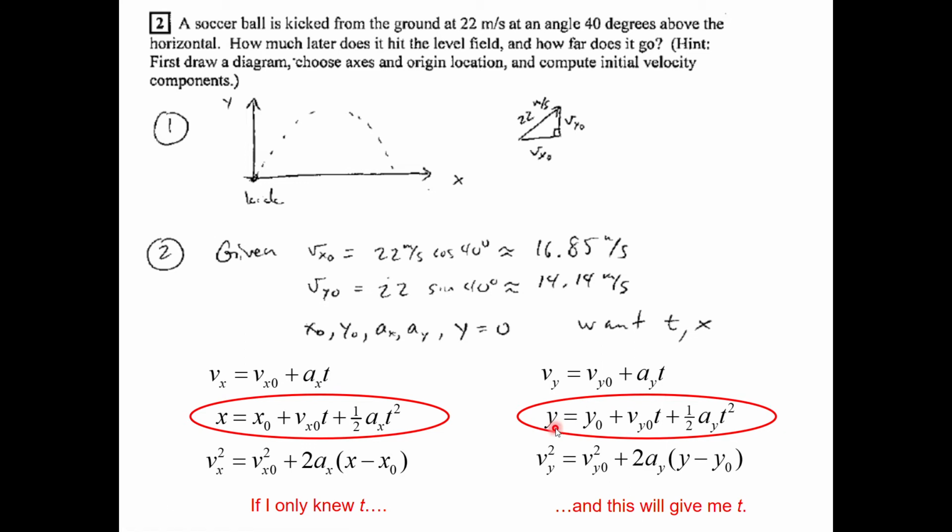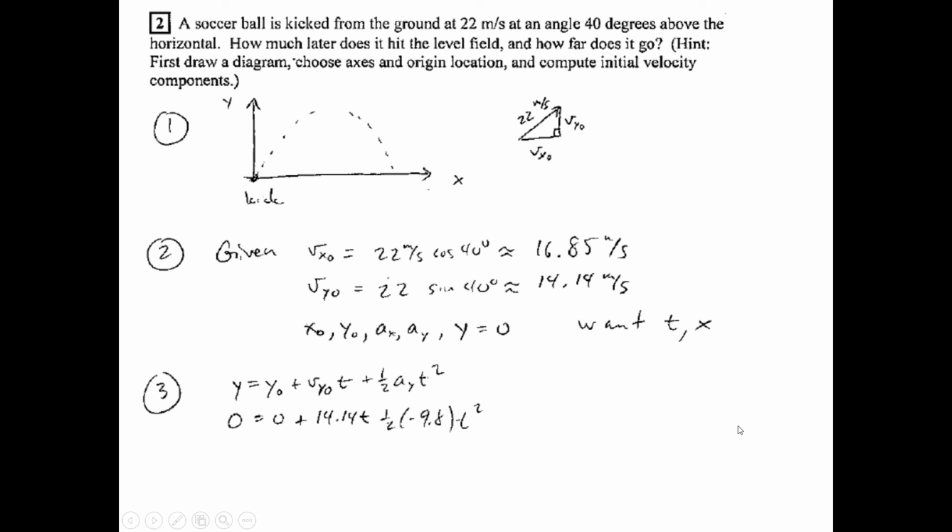We know y final is 0, y initial is 0, vy0 we just calculated as some positive number, and ay is minus 9.8. So the only unknown in this equation I've circled here is t. So we can use it to solve for t. So let's start with the y one. We'll get t, that's part of our answer, and then we'll go back to the x equation to get the other part of the answer.